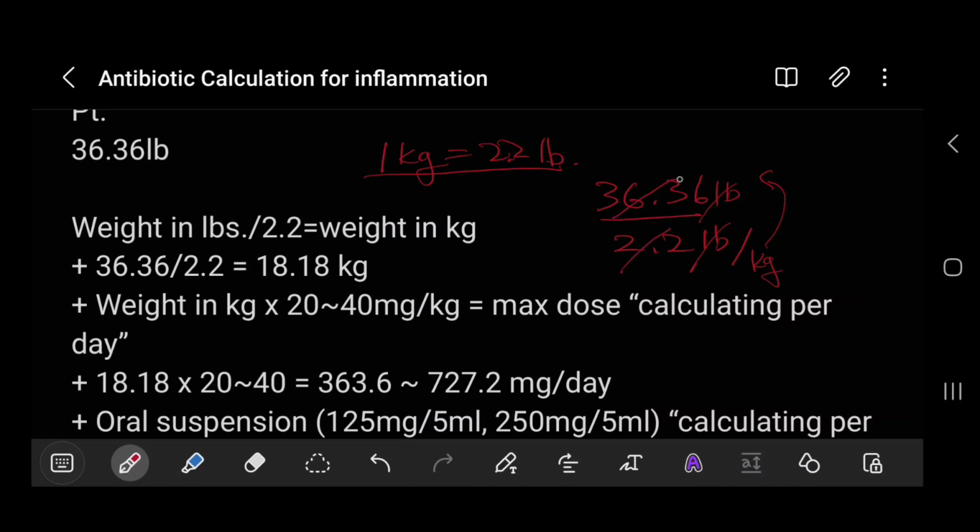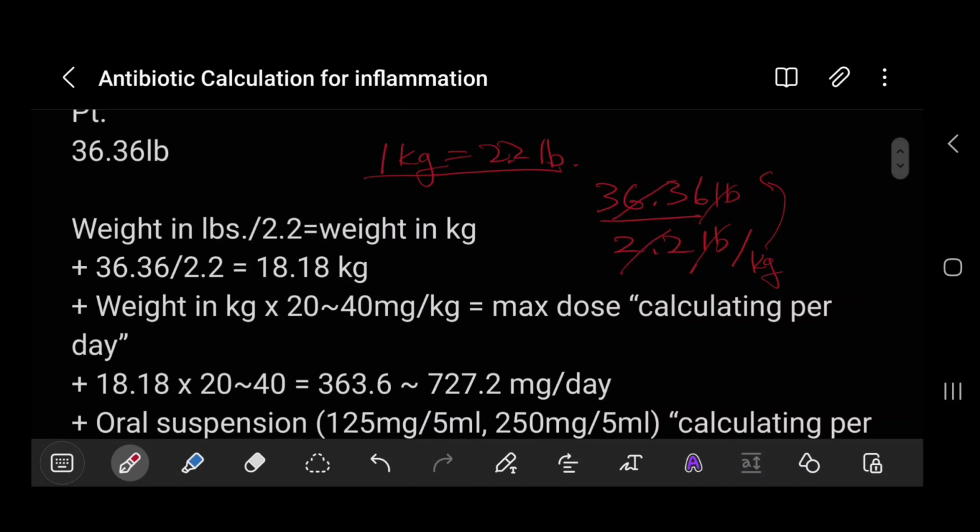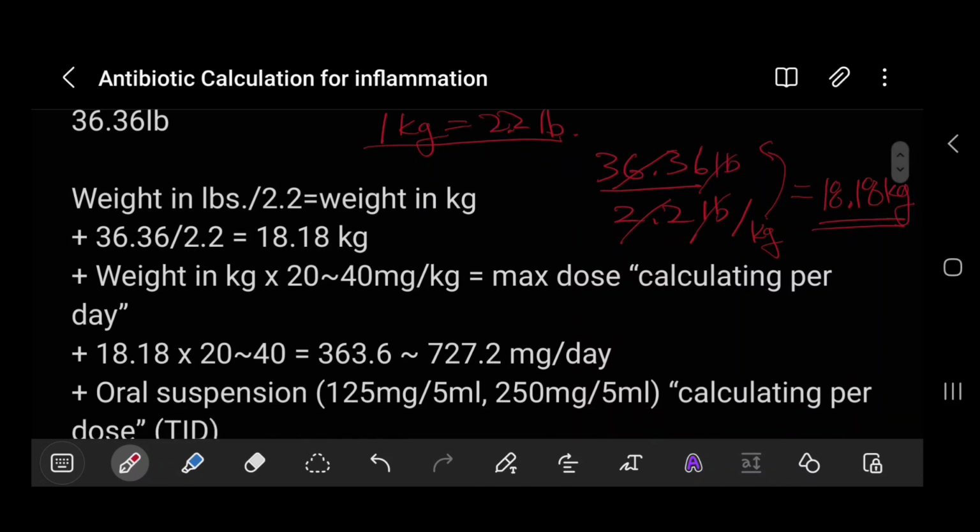And if you divide 36.36 by 2.2, it'll be 18.18 kilograms. So this will be the weight of the child in kilograms, and this is something that you need to remember. Amoxicillin is 20 to 40. The minimum is 20 and the maximum is 40 milligram per kilogram.